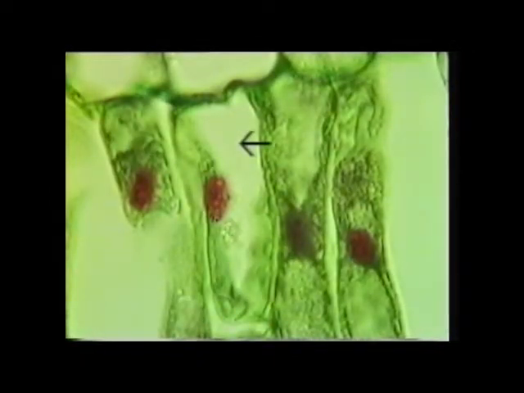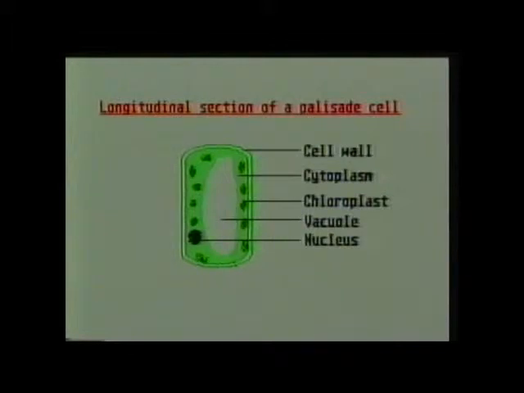The vacuole of the cell contains a watery fluid known as cell sap. The vacuole gives the cell support and prevents it from wilting. Now we can complete the diagram of the cell by adding the vacuole and the nucleus.